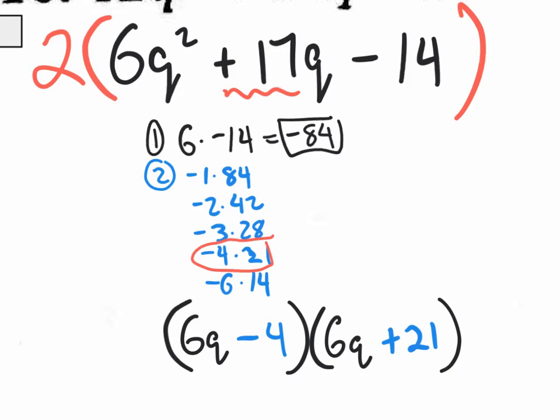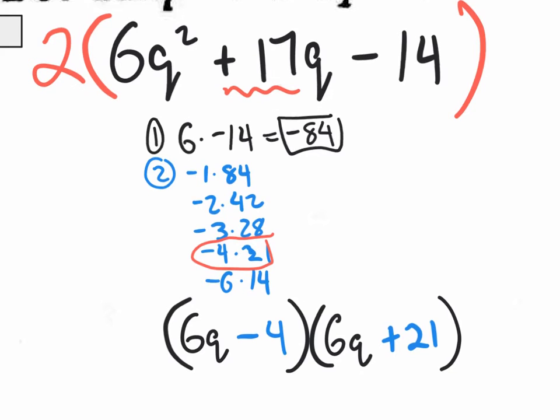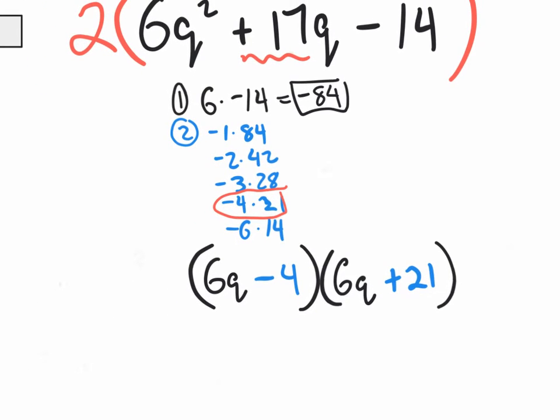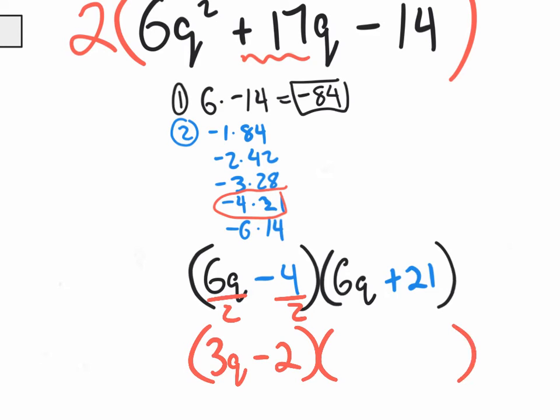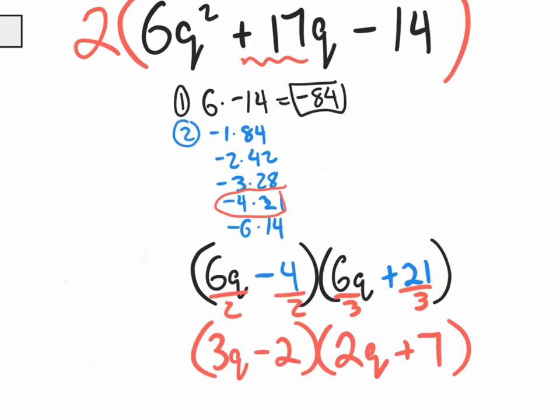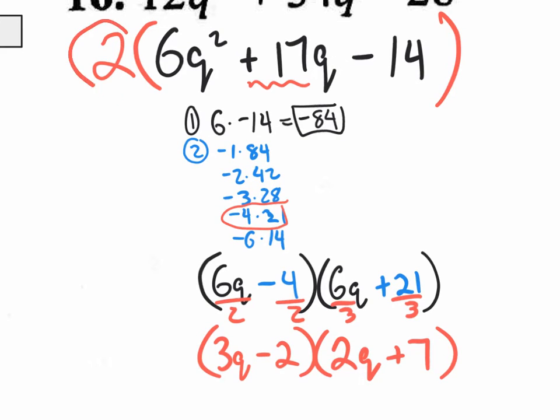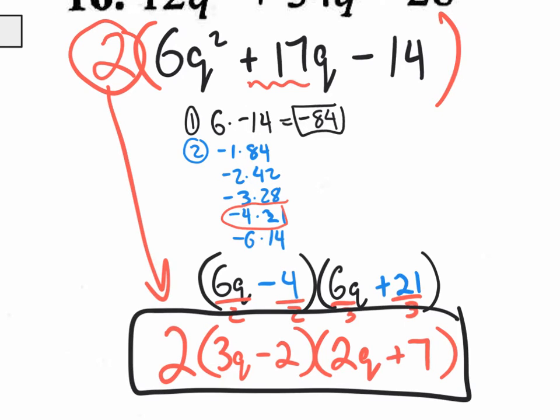And that's your answer, but you need to reduce the binomials by the GCF if it has one, if possible. So if we look at the first set of parentheses, the 6 and the 4, what could we reduce by? By 2. So I'll put it divided by 2 on each of those, and I will get a 3q minus 2. What could we reduce the second binomial by? By 3. And if you reduce by 3, you'll get a 2q plus 7. Now don't forget about this outside 2 that we originally pulled out. That needs to go down in front of our answer, and we are done.